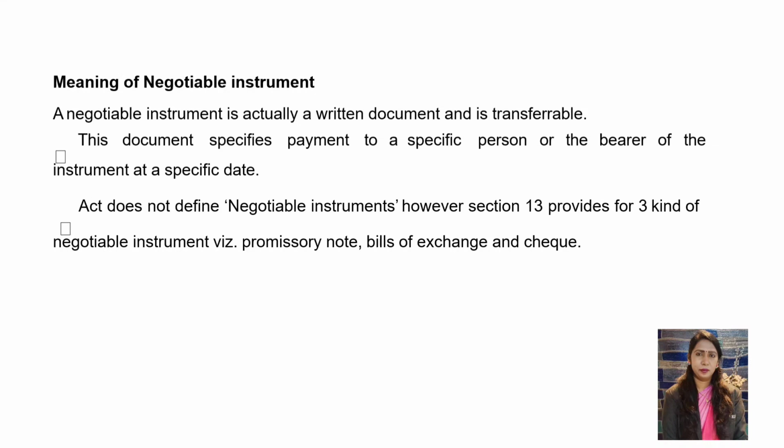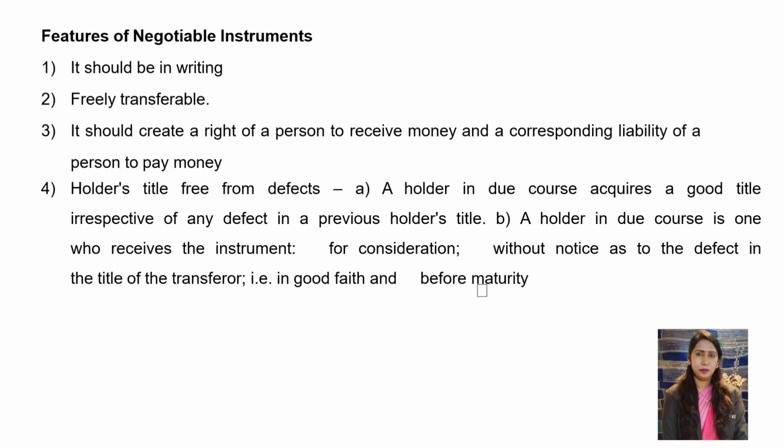Meaning of negotiable instrument. A negotiable instrument is a written document and it is transferable in nature. This document specifies payment to a specific person or the bearer of the instrument at a specific date. The act does not define negotiable instrument. However, Section 13 provides for three kinds of negotiable instrument, namely promissory note, bill of exchange and check.